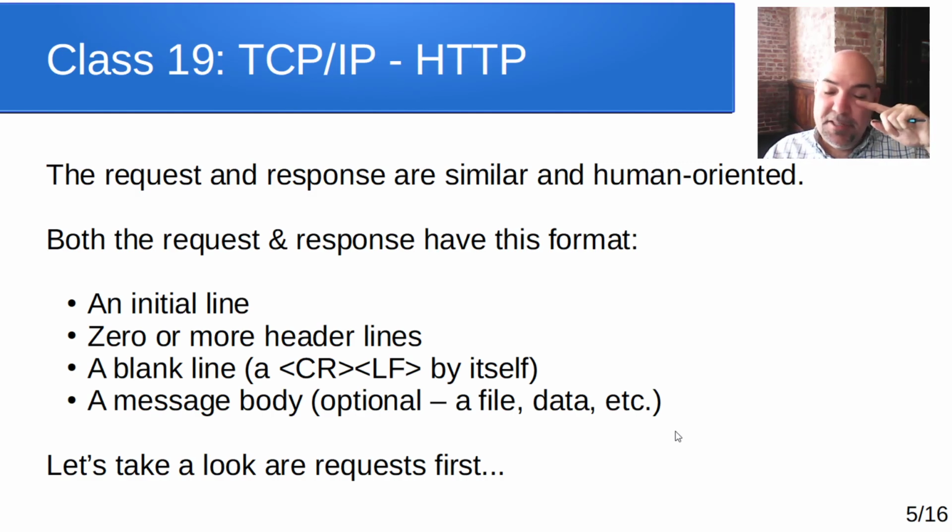Before we dig into the details of what the request and response formats look like, they both have a format that looks like this. They have an initial line, they have zero or more header lines, and then they have a blank line by itself, a carriage return line feed on an otherwise empty line, and then they have the message body, which is optional. Sometimes there isn't a message body, sometimes there is. But you'll notice that they all have this format: an initial line, additional possible header lines, and then what separates the header from the message body is this blank line by itself.